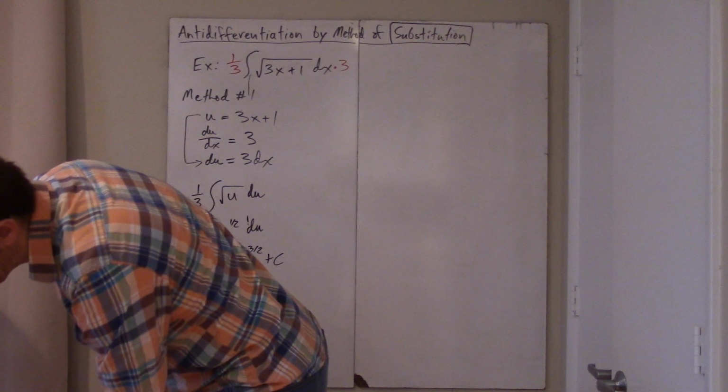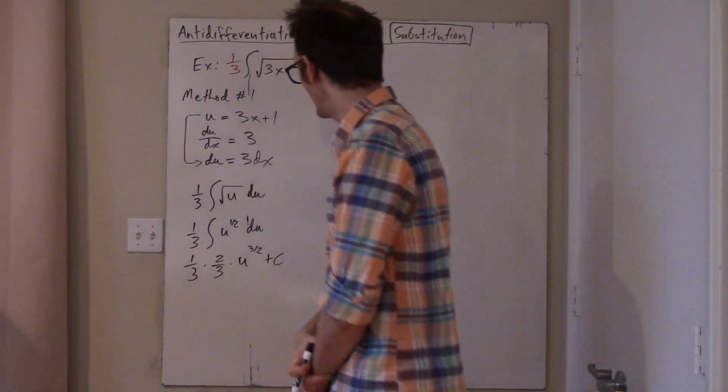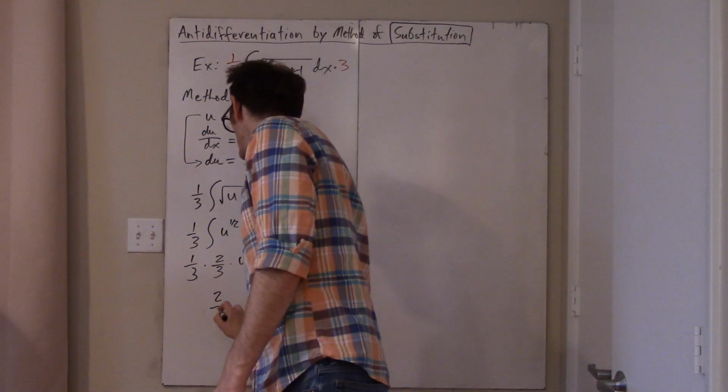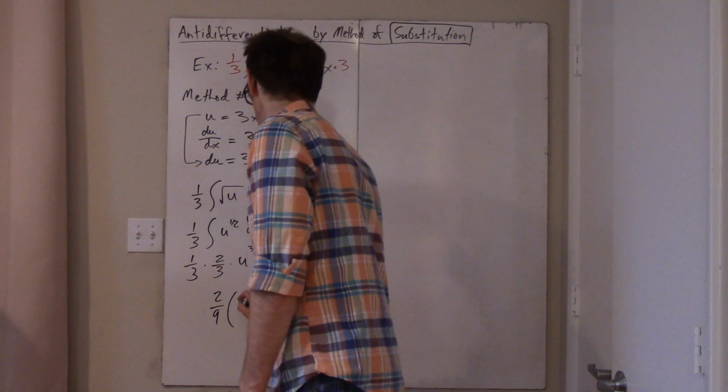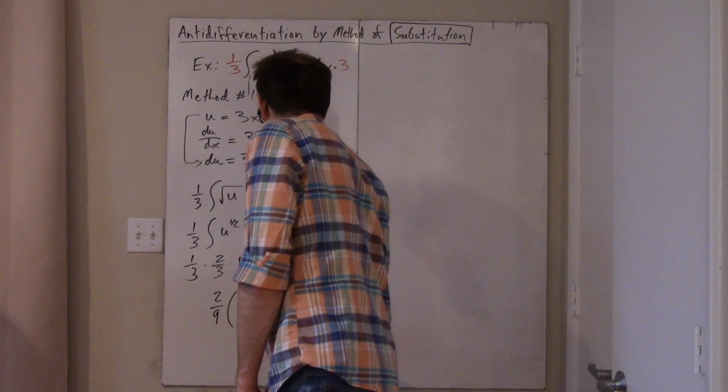And so, oh, because I changed the problem. And so, what is this? This is 2/9 times 3x plus 1 to the 3/2 plus c.